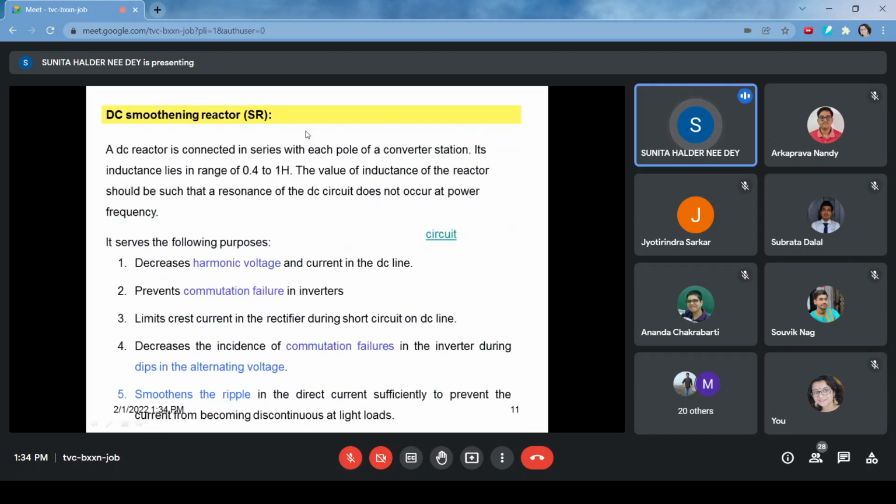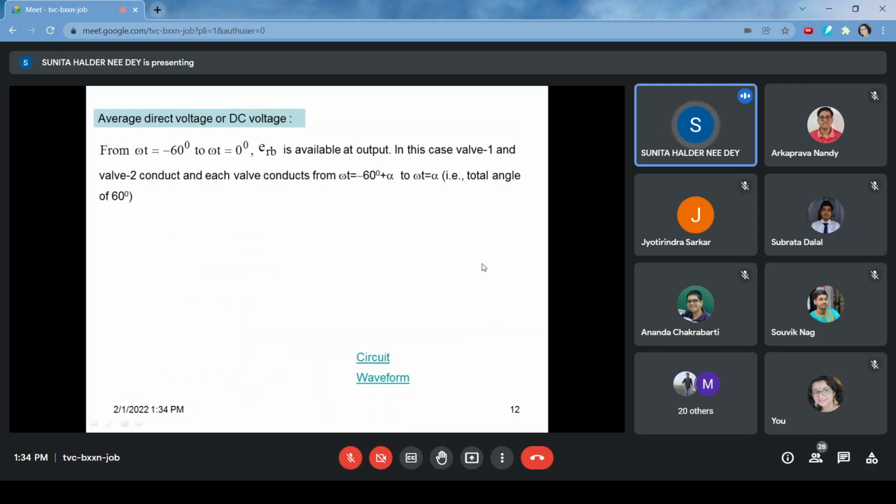So what is the function of the DC smoothing reactor? It decreases the harmonic voltage, prevents the commutation failure, and smoothens the ripples. That also I have discussed. Now we want to relate the DC side power with the AC side power. The AC side voltage magnitude, the RMS value, we know, so we can calculate power as VI cos phi. Then what will be the DC side power?